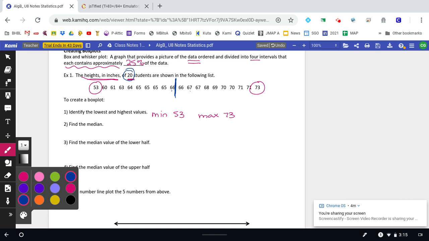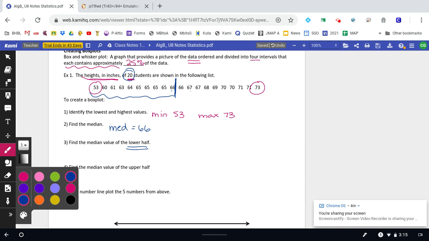1, 2, 3, 4, 5, 6, 7, 8, 9, 10. There we go. All right, so my median, right between 66 and 66, is 66. Okay, so now I have this lower half of data right here. And what I want to do is find the median of that one.